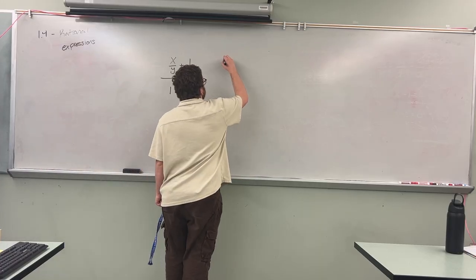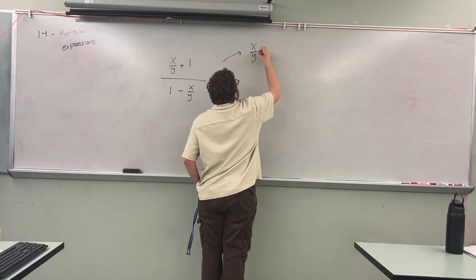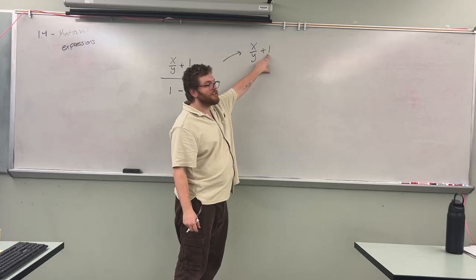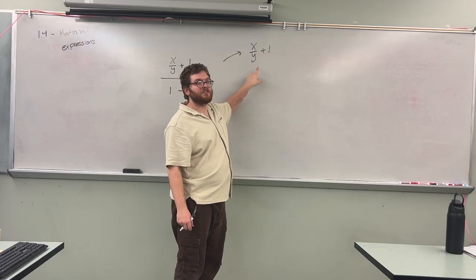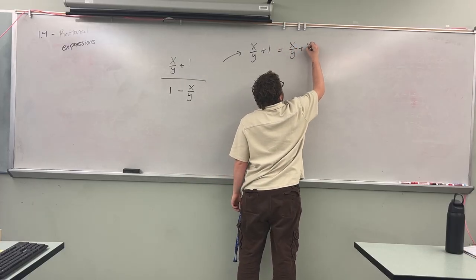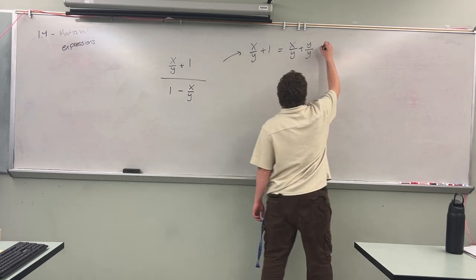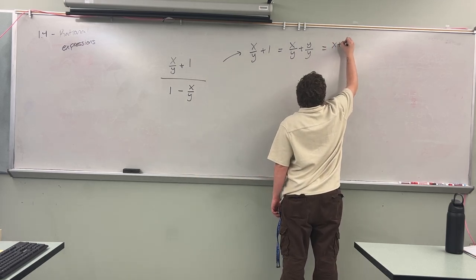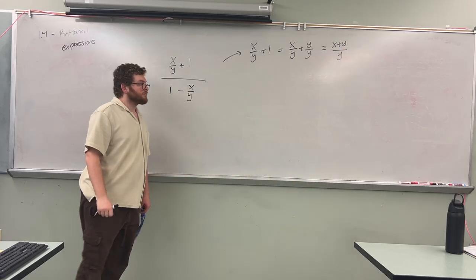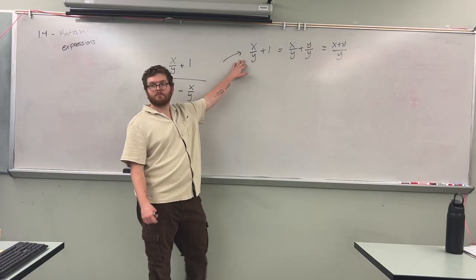This first one, I'm going to rewrite it. I have x over y plus 1. I want to combine those, so I need to turn this into y over y so they have the same denominator. And then I can turn it into one fraction. Any questions about this part?